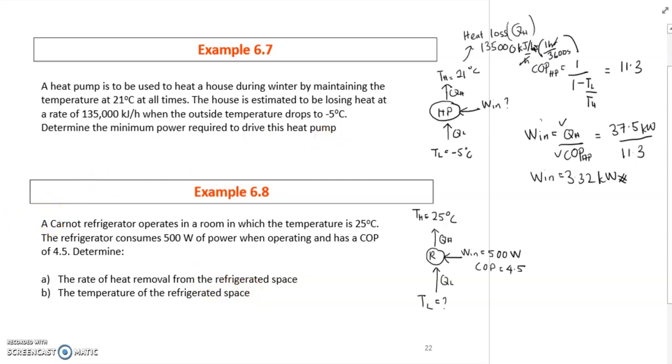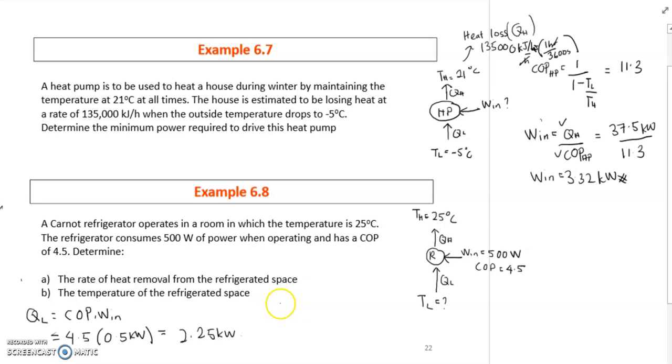First, QL is equal to COP multiplied by W in. COP is 4.5 times the power. If you convert this from watt to kilowatt, your QL is 2.25 kilowatt.